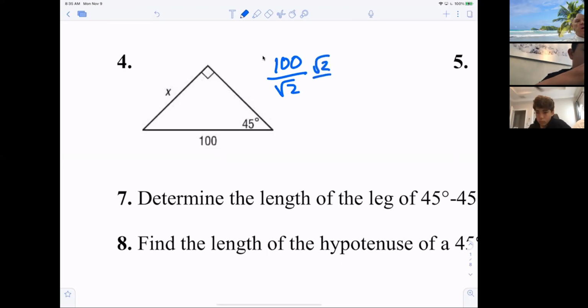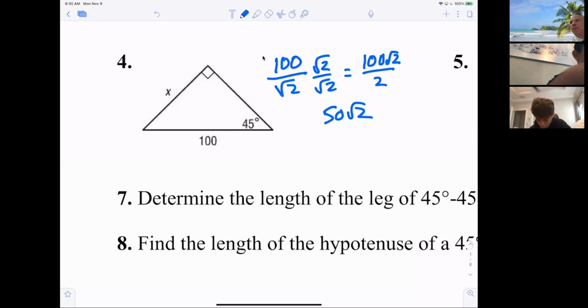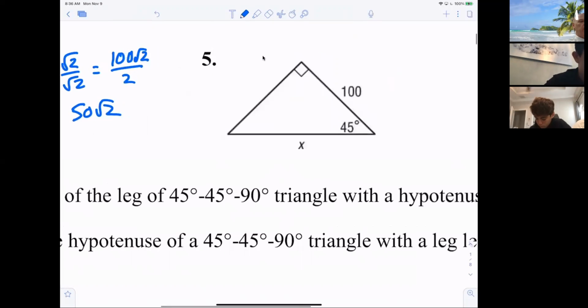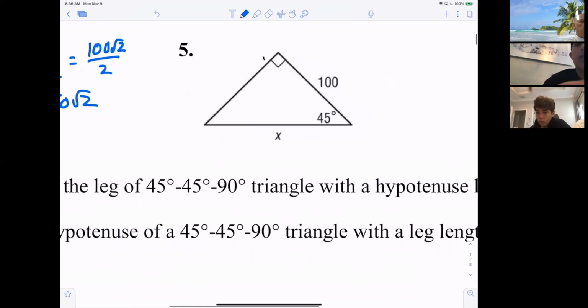So we're going to multiply the top and bottom by radical 2. So now it's what? And then we know we can reduce that to 50 radical 2. Everybody good with that? Any questions? Any questions with that? All right, here we go. Number 5. What's the other leg? So what's the hypotenuse? 100 radical 2. Everybody good with that?